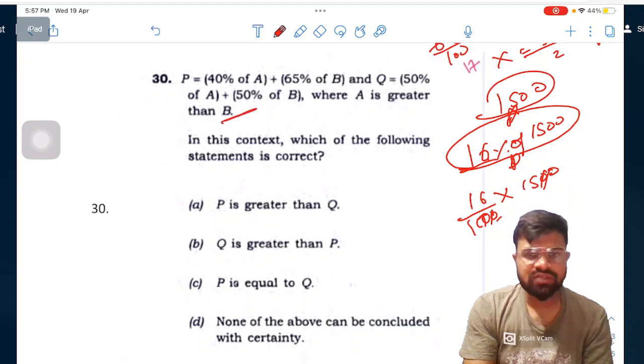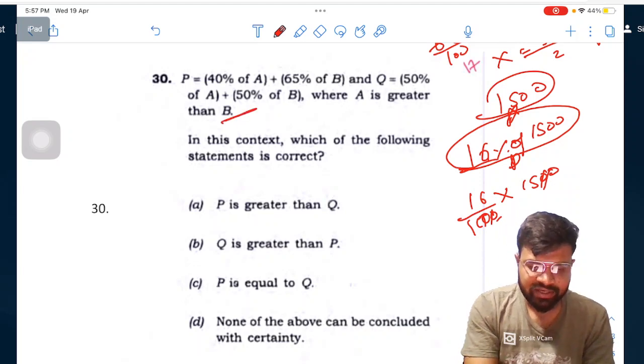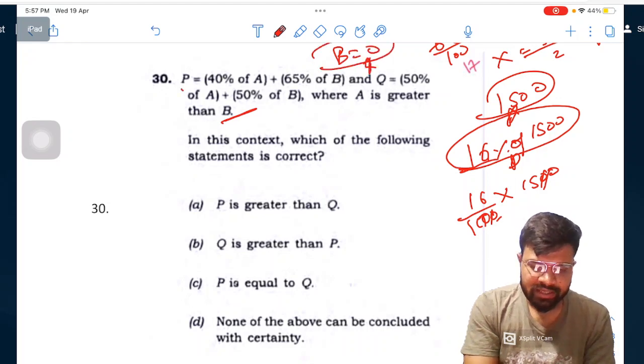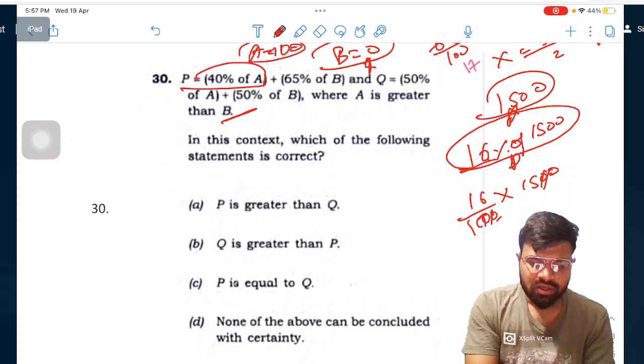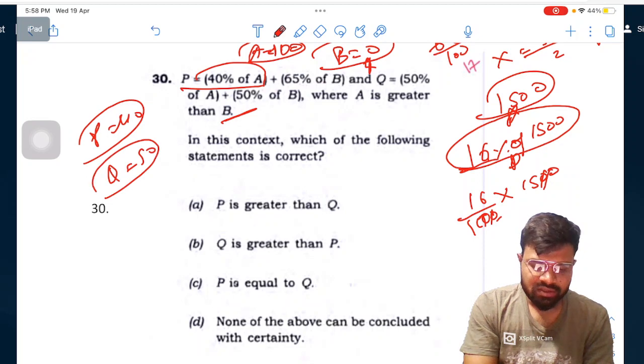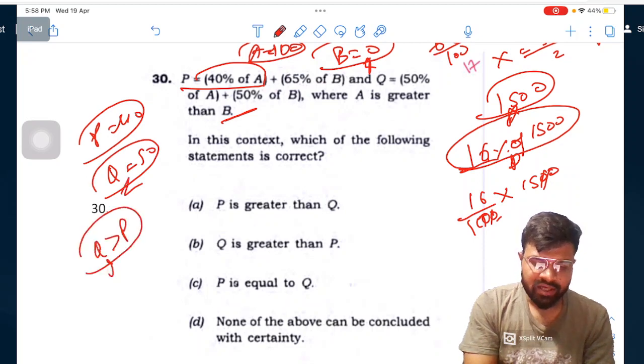Now this I just want you to do by the art of assumption. In one case, if you assume b is equal to 0 and a is equal to 100, then p is equal to 40 and q is equal to 50. That means q is greater than p.